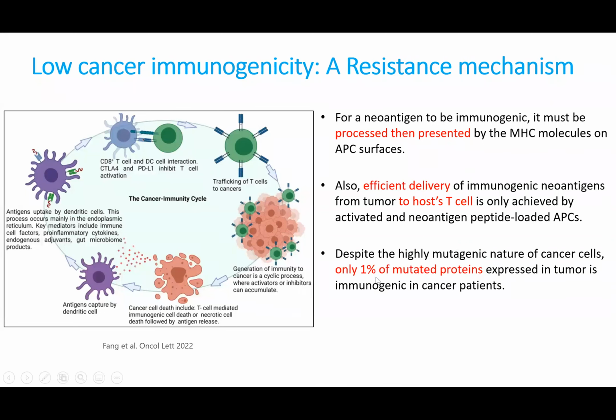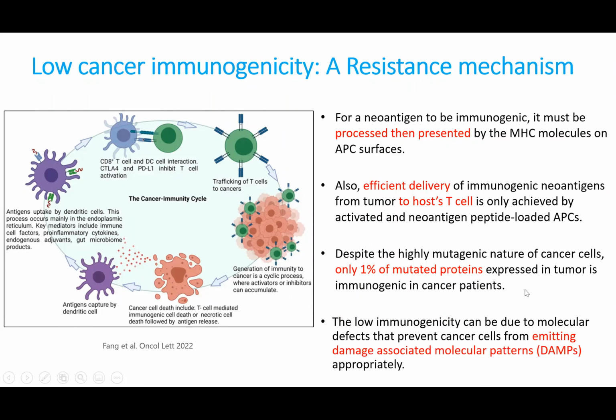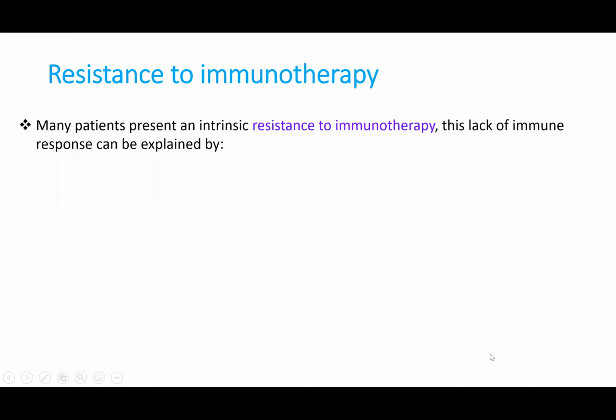However, only 1% of mutated proteins expressed in a tumor are immunogenic in cancer patients. And this low immunogenicity can be due to many factors. For example, it can be due to molecular defects that prevent cancer cells from releasing damage-associated molecular patterns, or DAMPs.